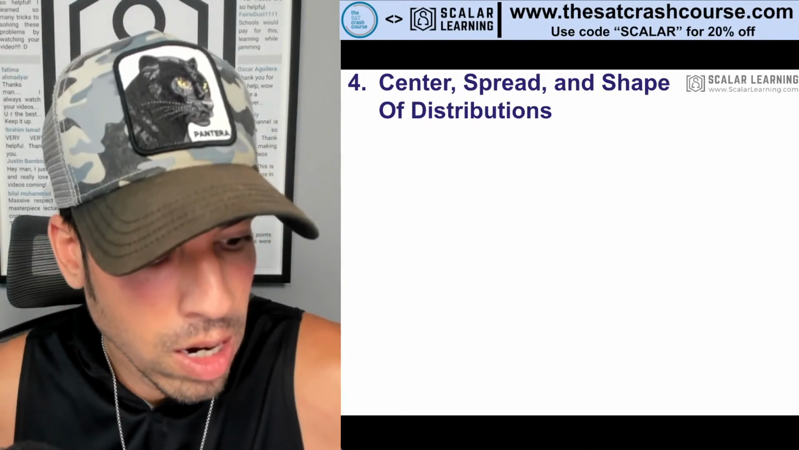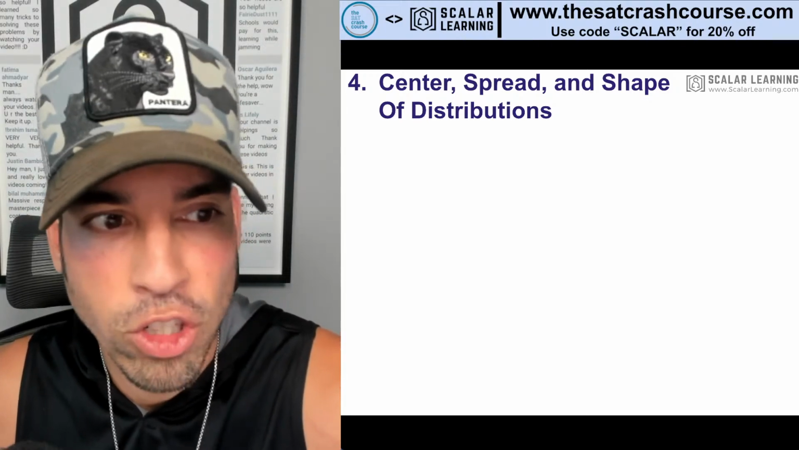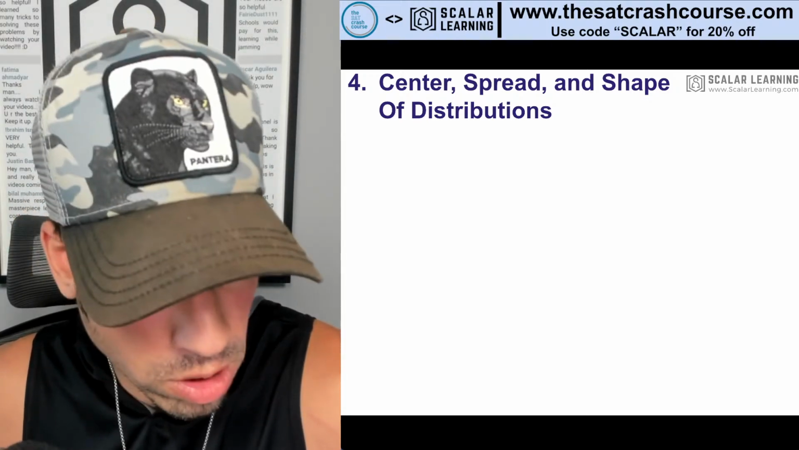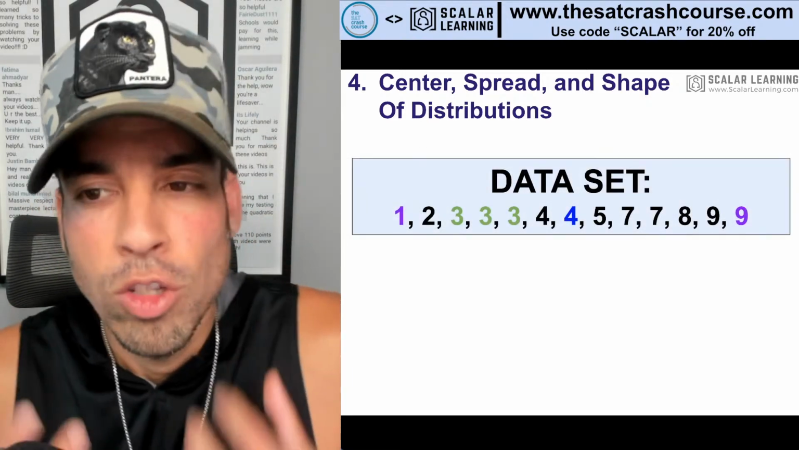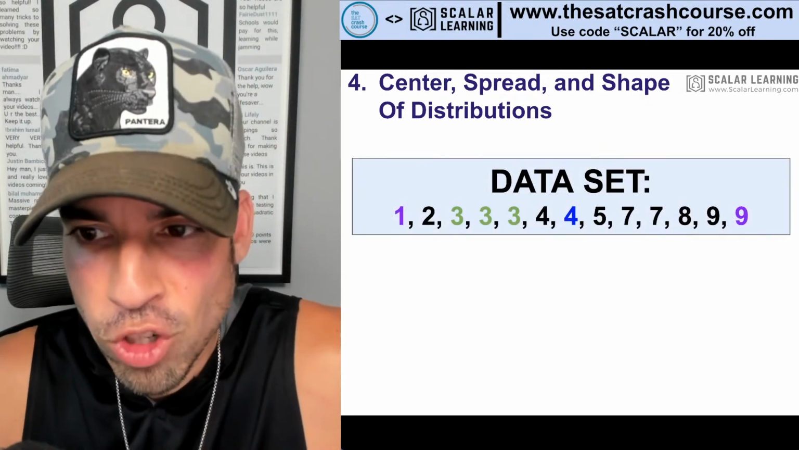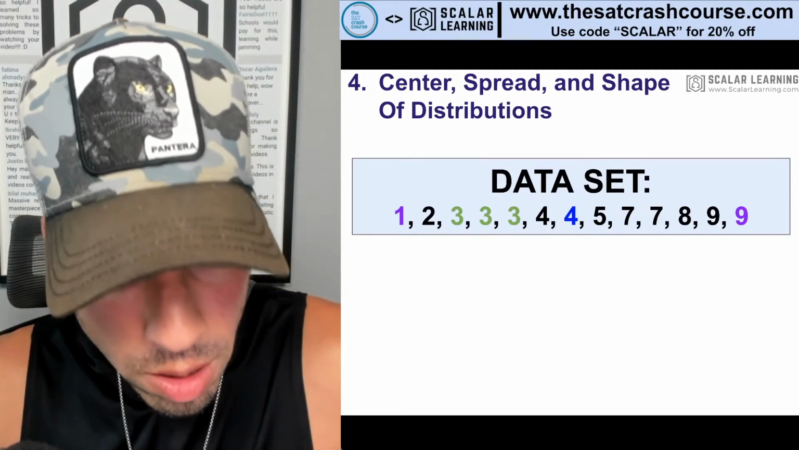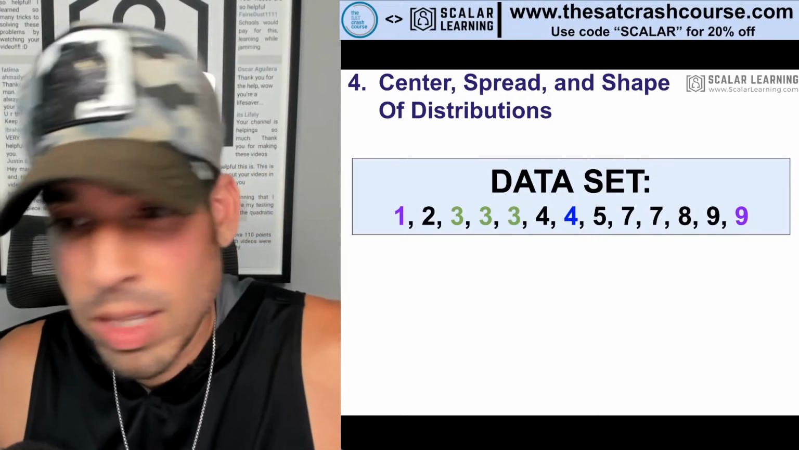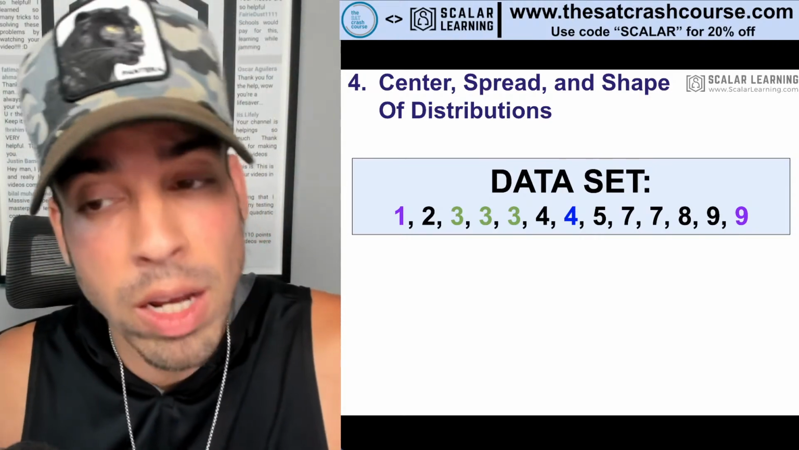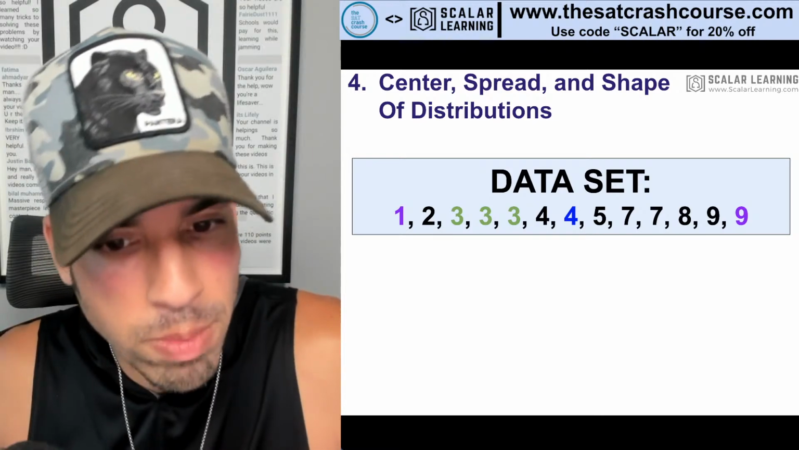All right, moving on to number 4, center, spread and shape of distributions is the 4th subcategory. Okay, here we go. So when we're talking about center, spread and shape of distributions, the main things that we want to be familiar with are, when we have a data set, how might we calculate the mean, the median, the mode, and also the range. Okay, so let's talk about that with this data set.